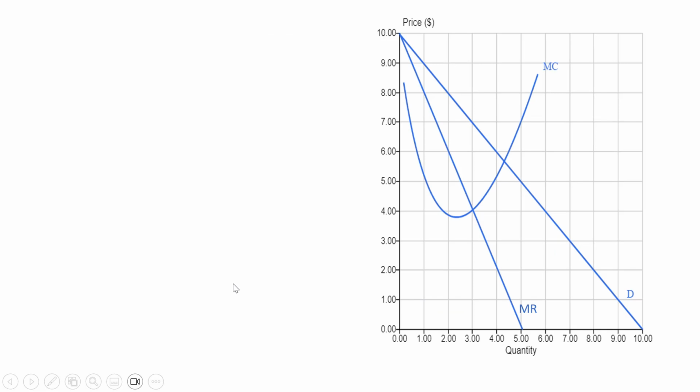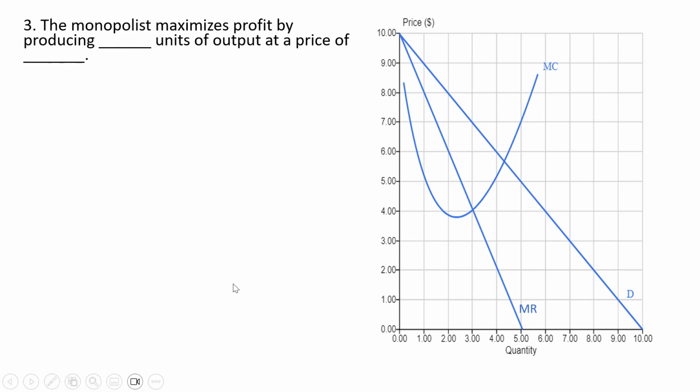Slightly different monopoly graph question. The monopolist maximizes profit by producing blank units of output at a price of blank. Our answer choices. As I mentioned before, the monopolist will maximize profit by producing where marginal cost intersects marginal revenue. So first find that intersection, and I'm pointing to it right here. And that occurs at 3 units of output. So 3 units of output is a profit maximizing output.